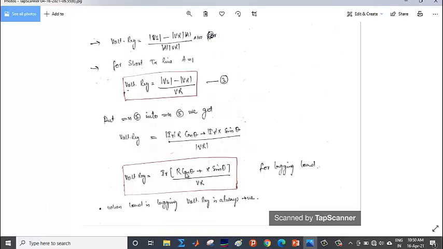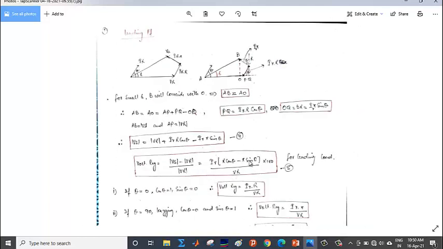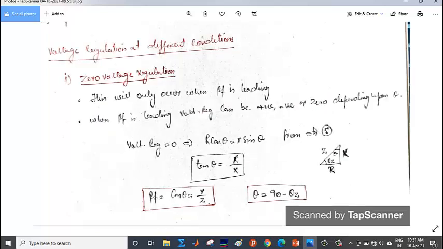Cos theta for 0 to 90 will be positive, this will also be positive, and all the other terms will be positive. This term cannot cancel this term, so it will always be positive. So for lagging load we cannot have a 0 voltage regulation. For leading load we can have, because this term can compensate this term, since it's a minus term, so we can have a 0 voltage regulation. Actually we are exploiting this only to have a 0 voltage regulation.